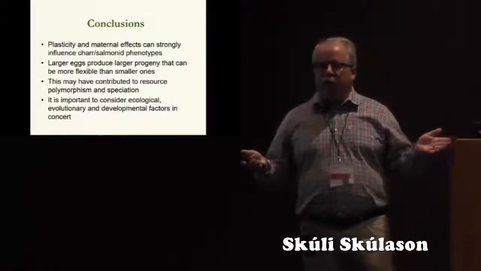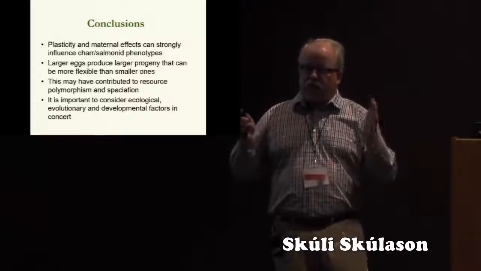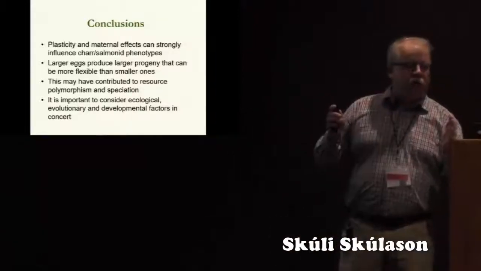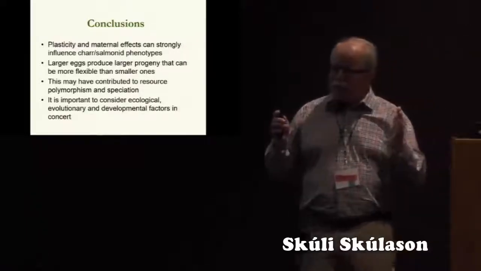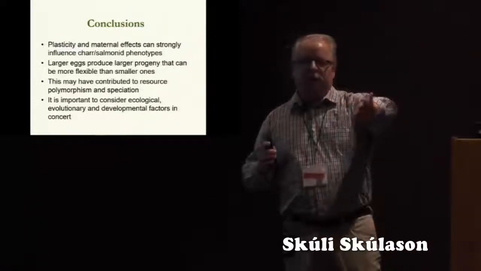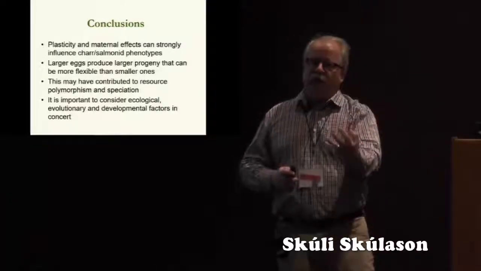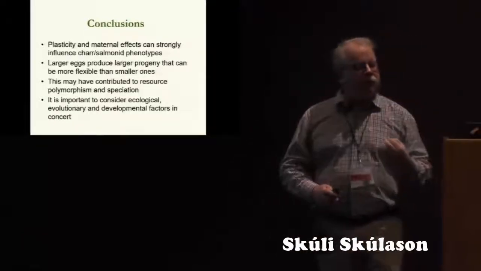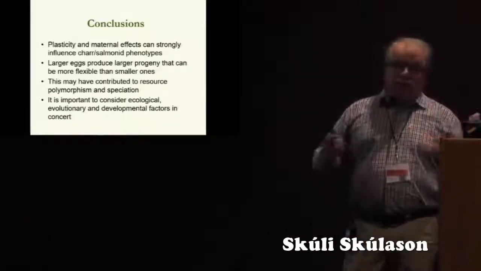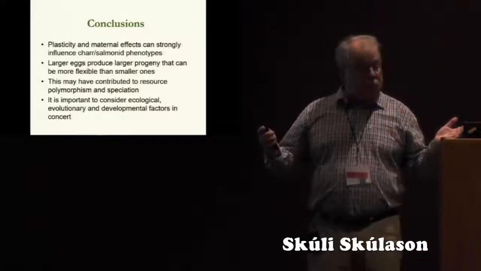I want you to understand that I am not trying to explain everything by this. I'm just drawing your attention specifically to the significance of these factors. You know that large eggs produce larger progeny that can be more flexible than smaller ones. Of course, suggesting then that the smaller ones will be less plastic and possibly even creating a tendency towards pedomorphic shape in the benthic Charr. And that this can obviously contribute to resource polymorphism and speciation, and maybe needs to be taken more into account.